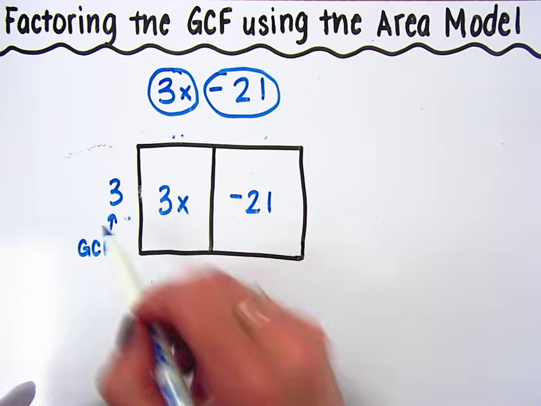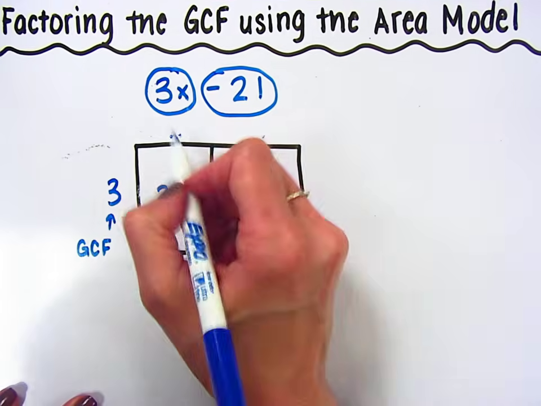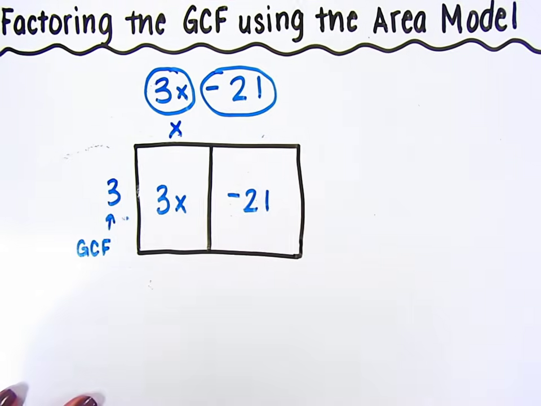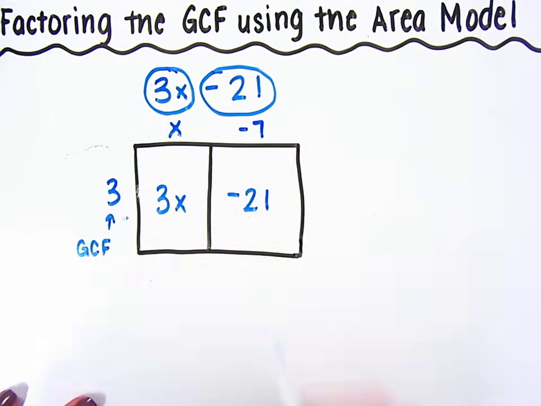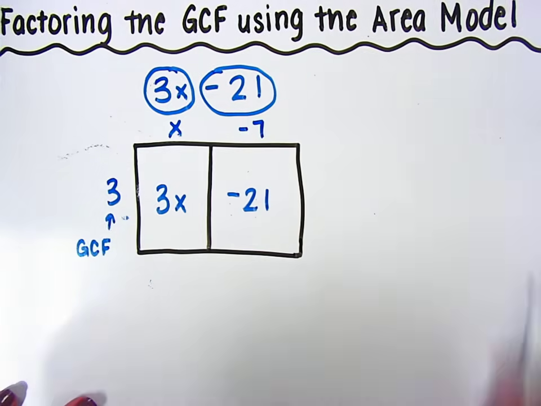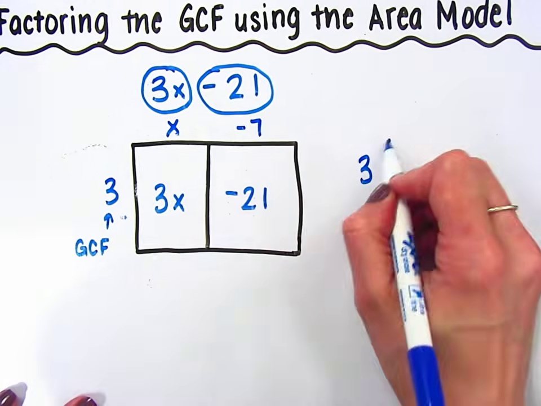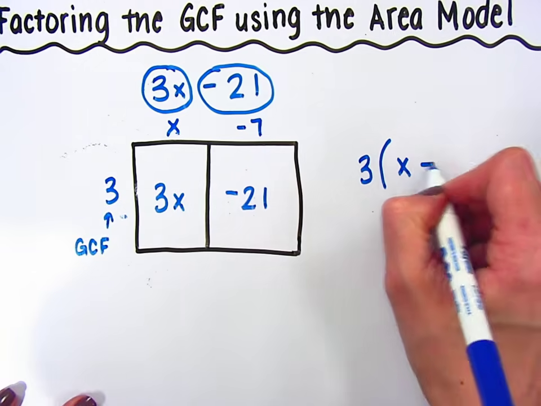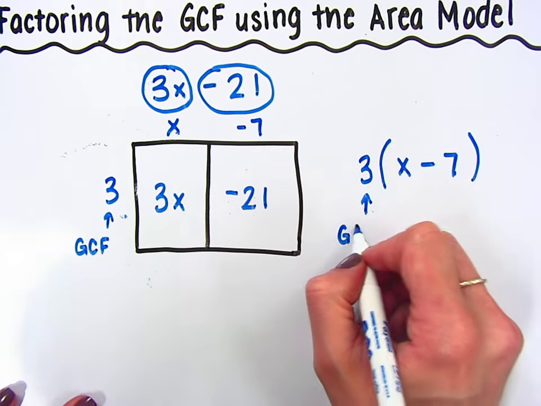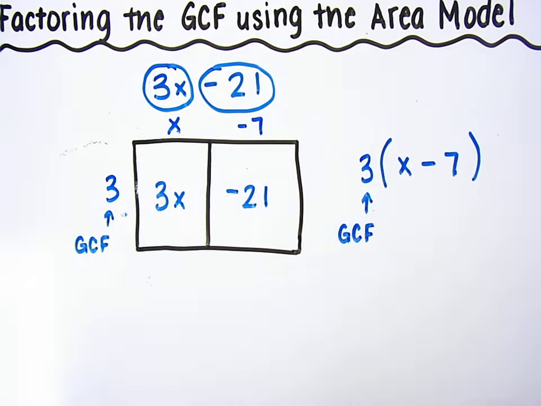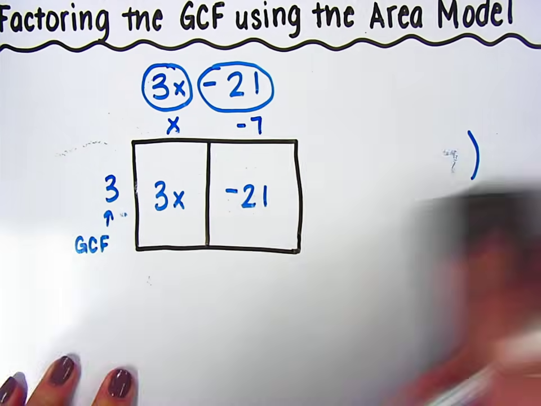Now I'll think to myself, 3 times what is 3x? 3 times x is 3x. 3 times negative 7 is negative 21. So my factored expression is 3 times the quantity of x minus 7, where our GCF is always that term on the outside of our parentheses. One more example.